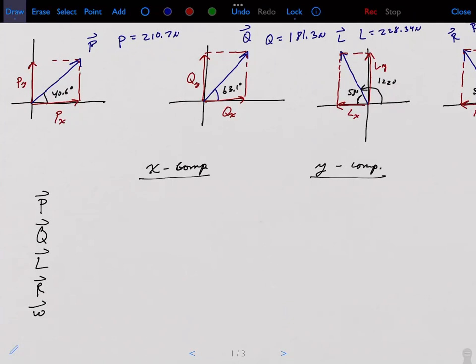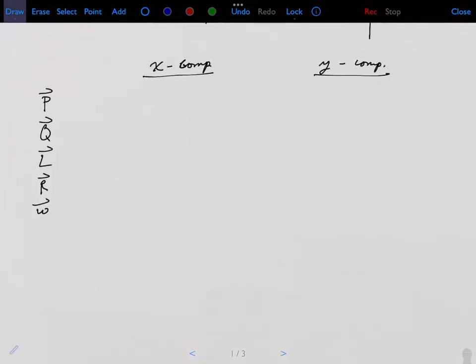Remember, the purpose of this is to add them all up to get the resultant force, which I probably shouldn't call R, right? Because I already used R. I think I called it R in my notes. Let's just call it R net or something, the net force.